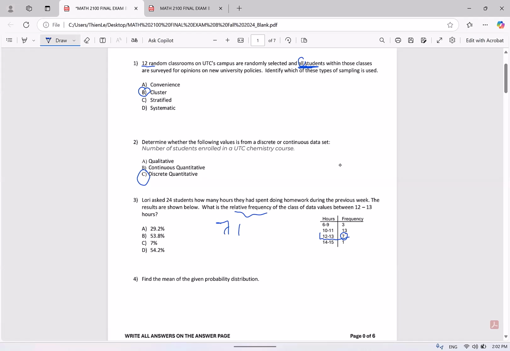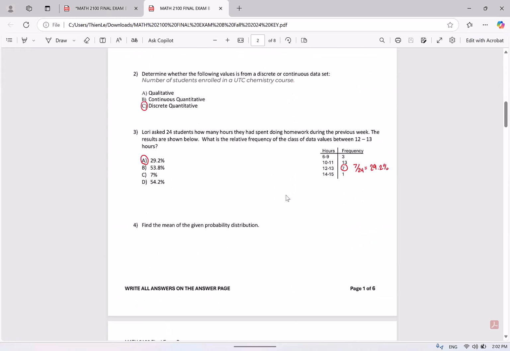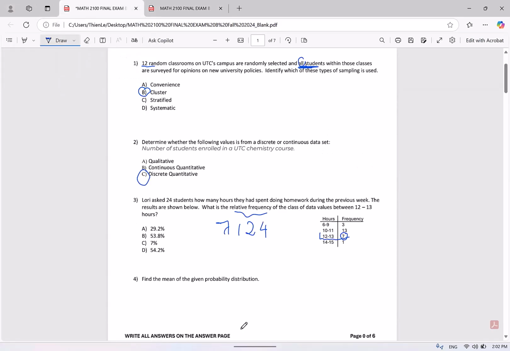Here you surveyed 24. You can also add up all these numbers: 3 plus 13 plus 7 plus 1 is 24. So this will be 7 over 24. Then just plug it into your calculator. Let me quickly look at the solution here, which is 29.2%. If you plug in, you should get 0.292, which is 29.2%. So A will be the choice.